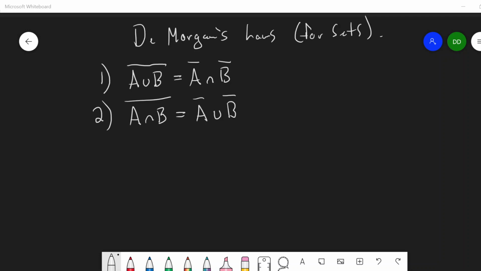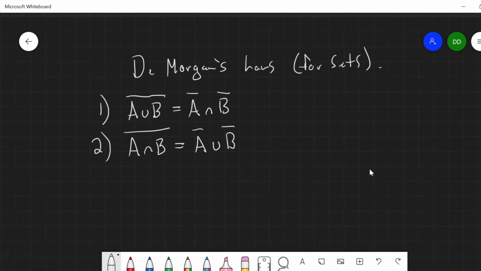In this video, I'll talk through Theorem 2.35, which is De Morgan's laws. This time for sets. But we should be able to recognize De Morgan's laws of logic as we work to show that these are true for sets. Before you watch this video, you should already understand what a complement of a set is.